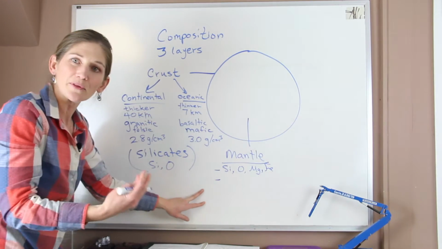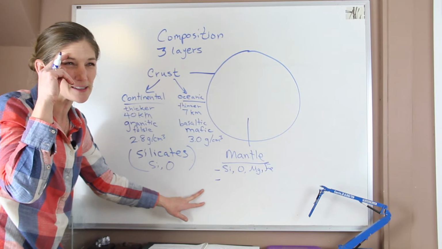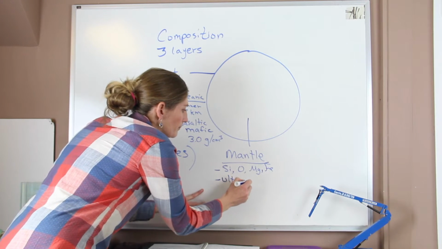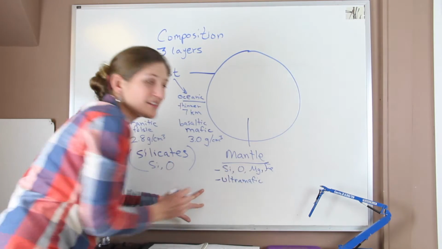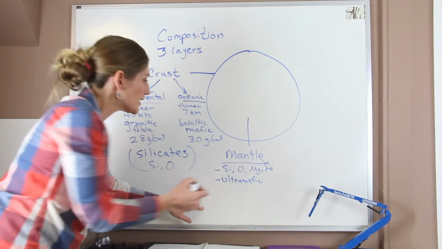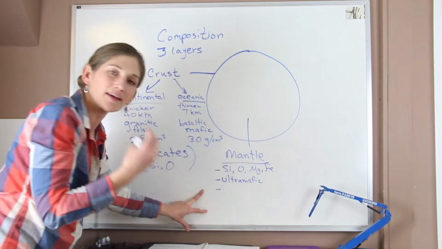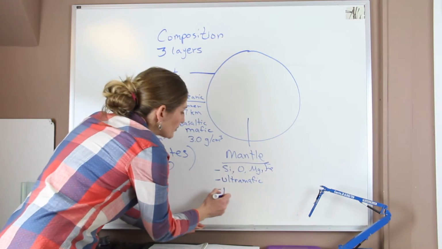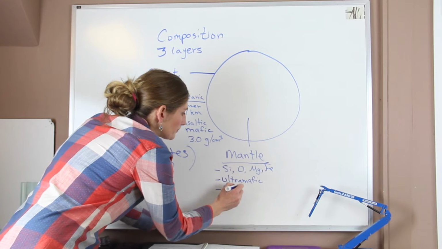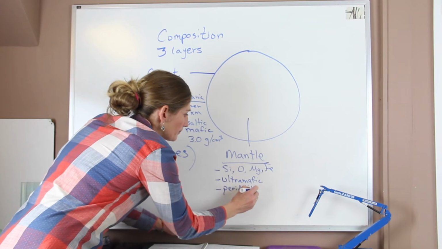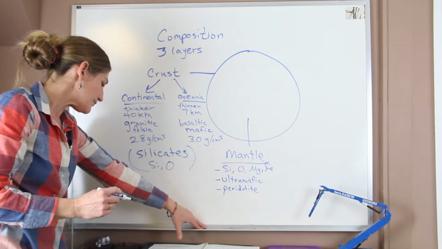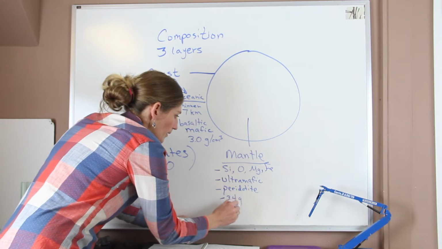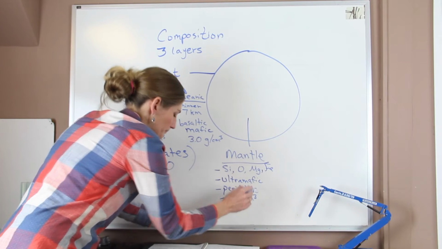If we want to come up with a rock type to help give us an idea, we would say they're ultramafic, which means they're darker in color and denser. And if we wanted to pinpoint a rock, it would be peridotite. The density for our mantle rocks is about 3.4 grams per cubic centimeter.